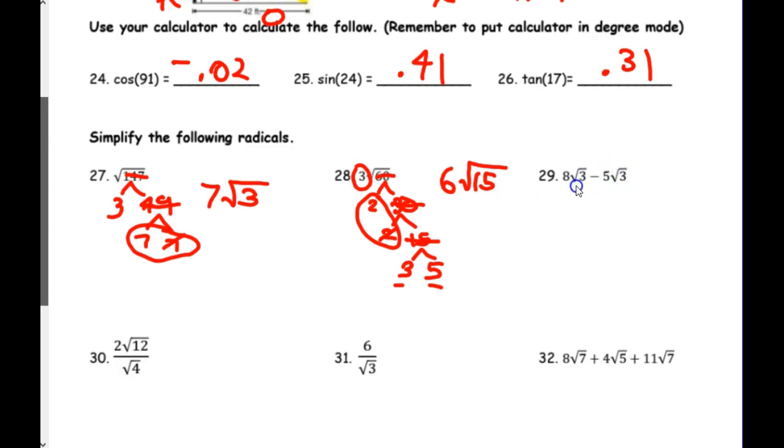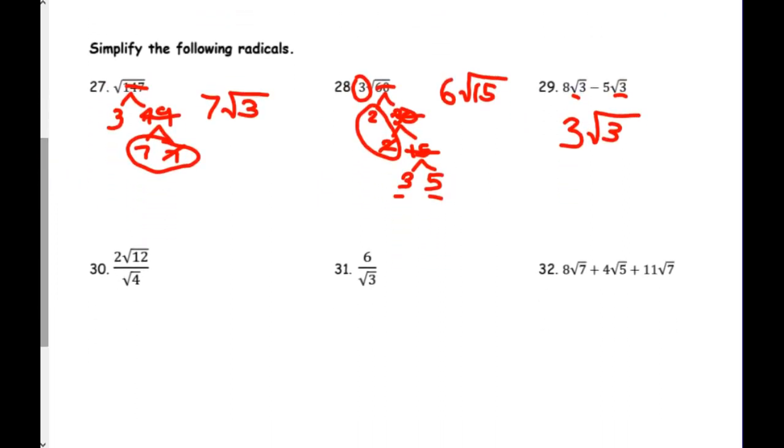29, 8 square root of 3 minus 5 square root of 3. These are like terms because they have the same square root. So when you add or subtract, you're only operating on the coefficient, the number outside. So 8 minus 5 is 3. And the square root stays the same. The square root does not stay the same when we multiply or divide. That's when we actually operate on the square root.